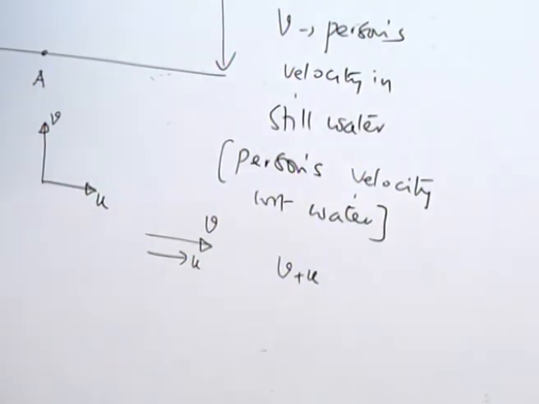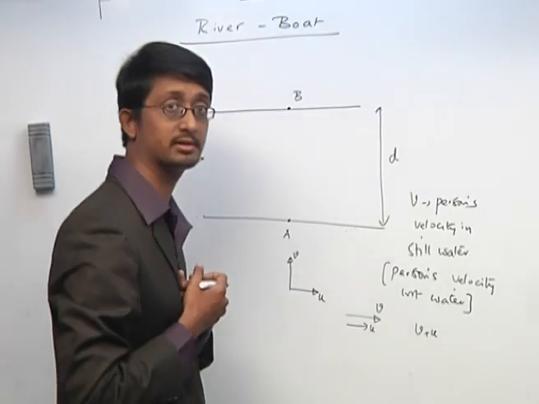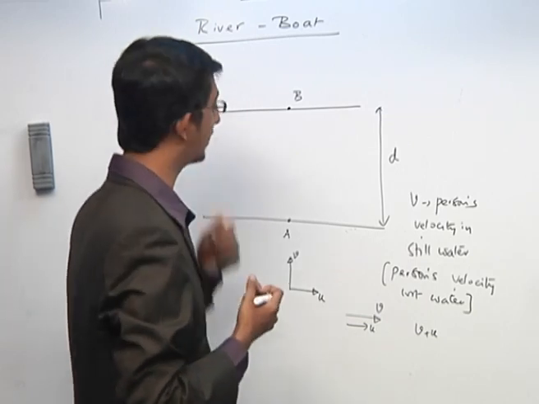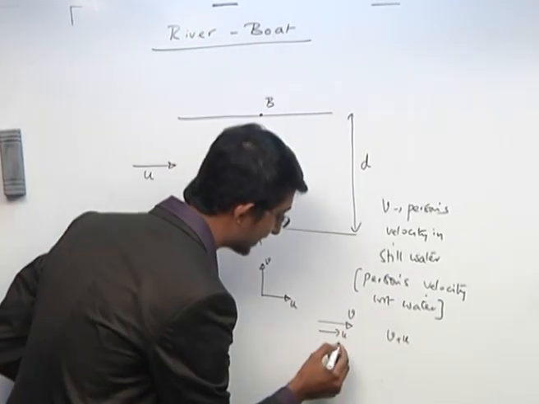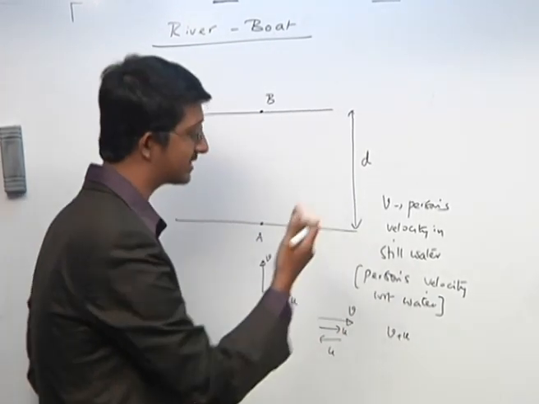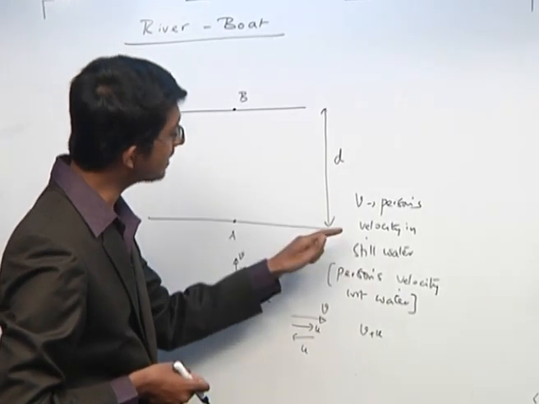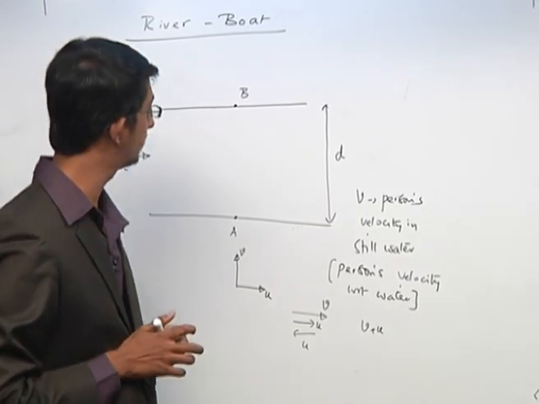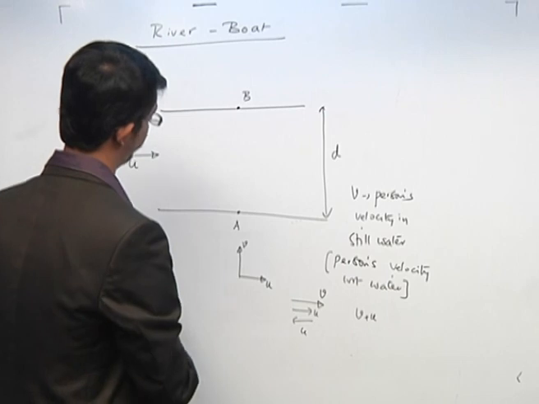Now, what is the velocity with respect to river? That means I am assuming the river is at rest. With respect to river means the river is the observer now. The river observes, so I must bring the river to rest. How do I bring it to rest? By adding a negative velocity u. So u gets cancelled, v remains. So the person's velocity in still water is the same as the person's velocity with respect to river. Both mean the same thing. Now with this in mind, we will discuss what the problem is here.